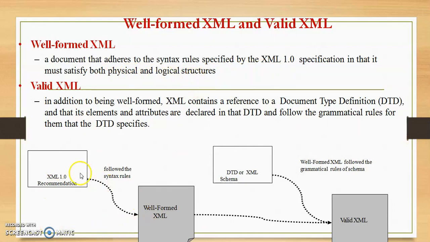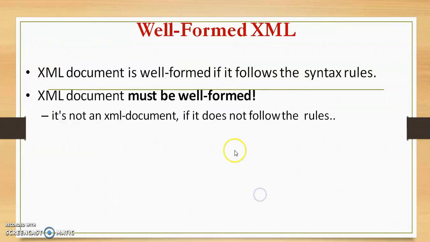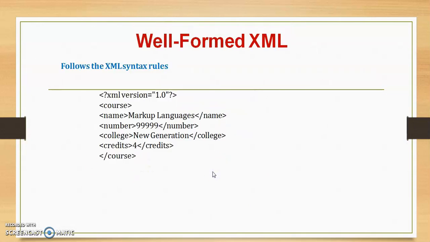See this figure. When you call it well-formed XML, the XML document follows the syntax rules. When it is called valid XML, it should be well-formed XML, and it also follows the DTD or XML schema. So a well-formed XML document should follow the syntax rules. Here it follows the XML syntax rules. Okay, here is the example given. So we call this a well-formed XML since it follows the XML syntax rules.